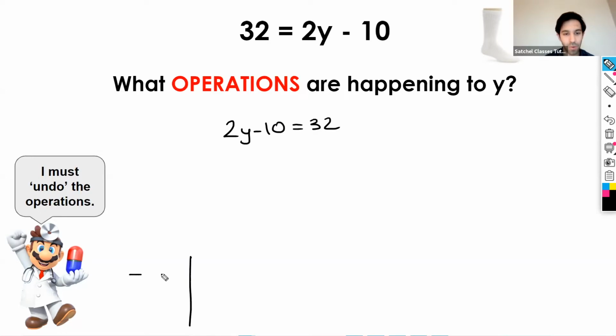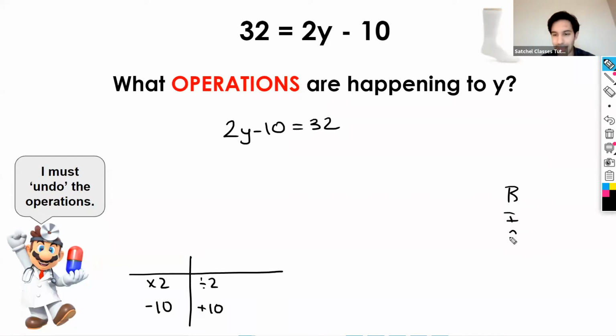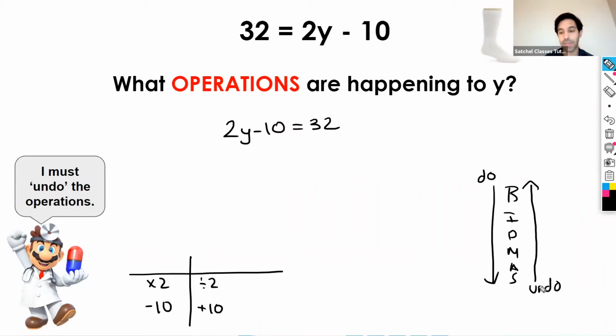Now, what is happening to y? Well, we're multiplying y by 2, and then we're subtracting 10, so we have to divide by 2 and add 10 as well. Now again, let's think about BIDMAS. When we're doing the operations, we go from B to S, but now we're going from S to B. This is when we undo, and this is when we do the operations. So I need to undo the operation.